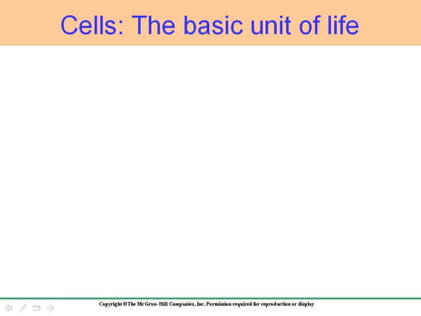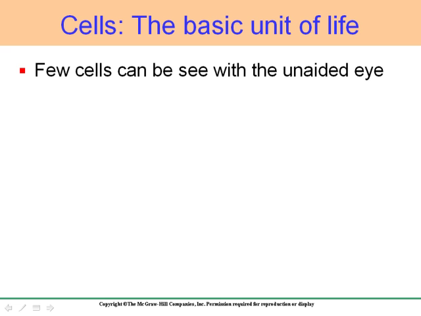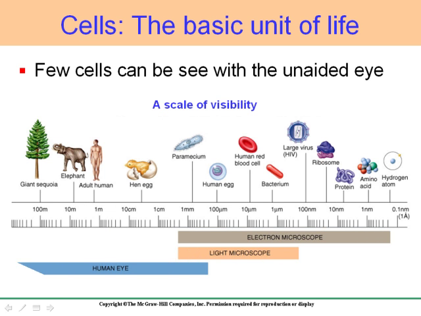Cells, if you recall from the cell theory, are in fact the basic unit of life. However, few cells can actually be seen with the unaided eye. This diagram represents a scale of visibility that shows you what you can actually see with the human eye as opposed to the microscope. With the human eye, you can see a variety of things.